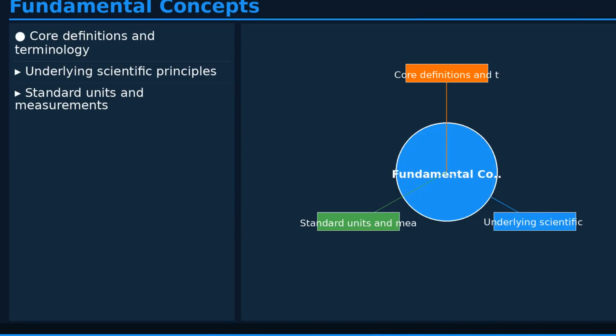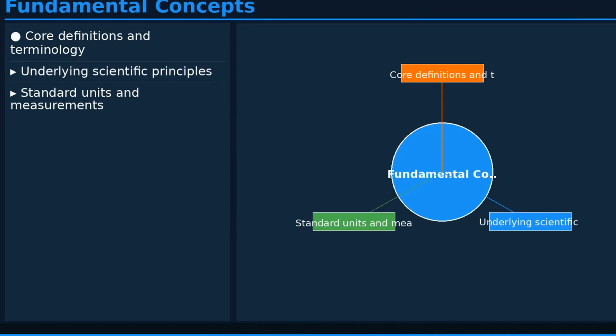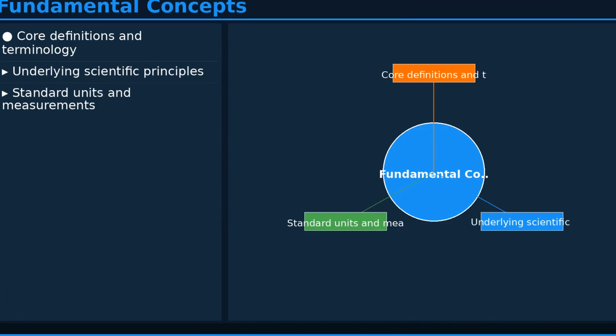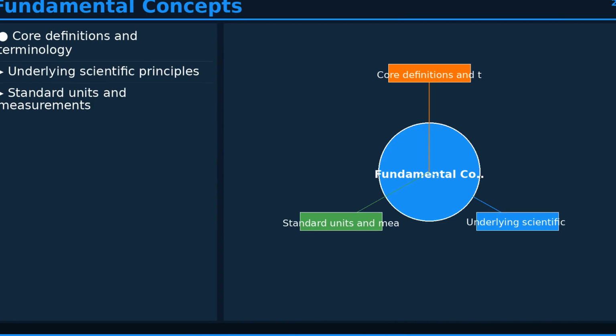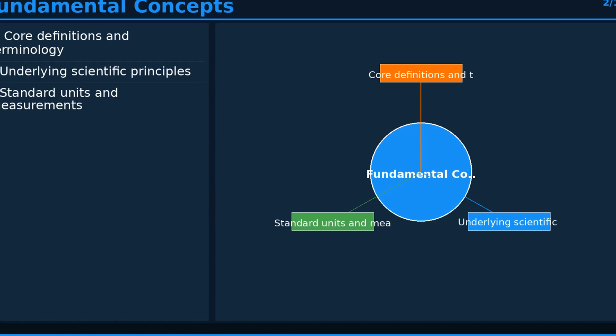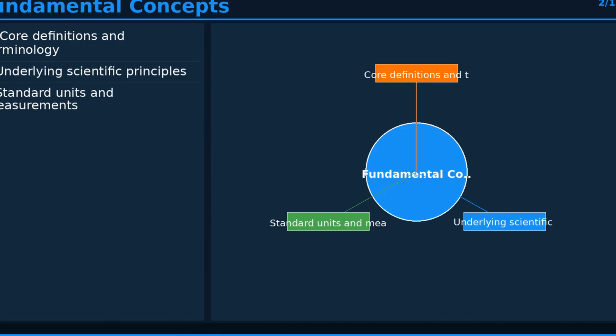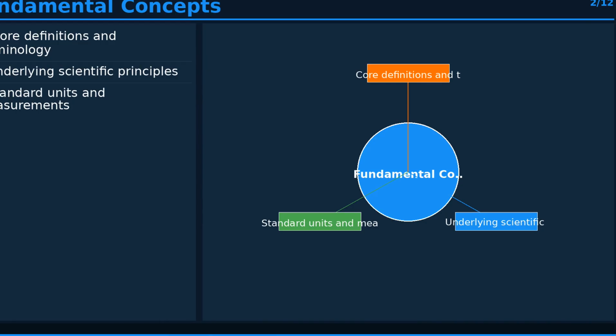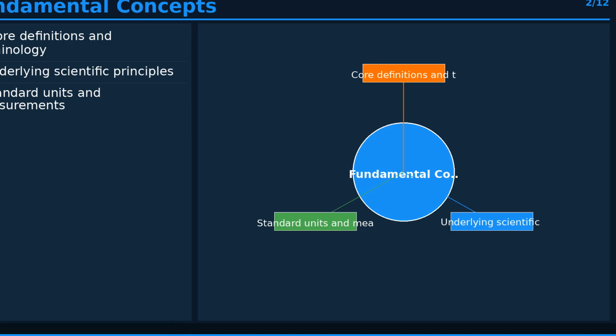The fundamental concepts of grinding machine surface and cylindrical grinding start with precise definitions and terminology. Understanding the scientific basis helps us predict material and process behavior accurately. Standard units ensure consistent measurement across all industrial applications.